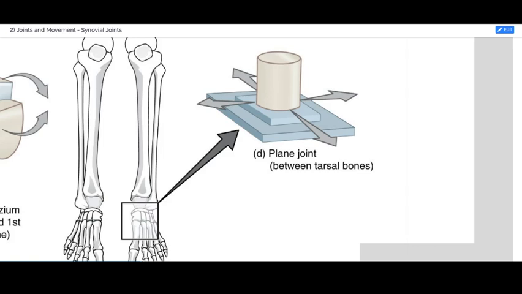The more common example for this would be in the carpal bones, which are essentially the same type of joint. Carpal bones are in the wrist, tarsal bones are in the ankle. They both move based on the same principles.